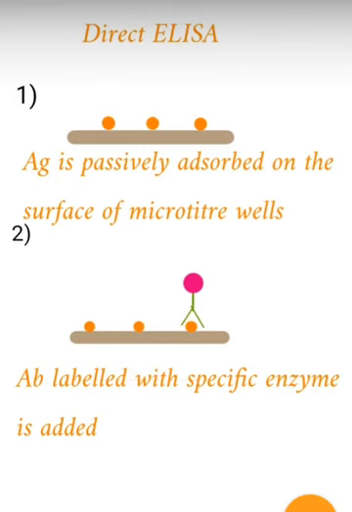Then the next step is you will use labeled antibodies that are labeled with a particular enzyme for the further results. Now if your sample contains the particular antigen, then it will stick on the walls of the well, and if the antigen is present on the walls of the well, it will be recognized by the specific antibody. That means the antigen antibody interaction will occur.